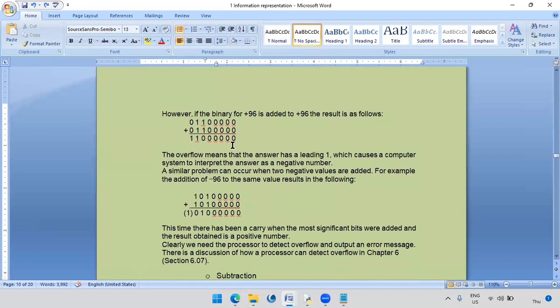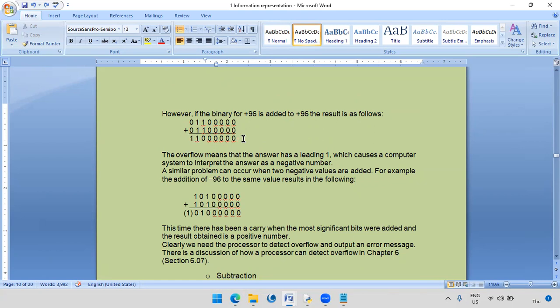However, if the binary for plus 96 is added to plus 96, the result is as follows. So then 63 and 63, there was no problem. But this one, what happens? Is this 96? 1, 2, 4, 8, 16, 32, 64. 64 plus 32 is 96. So when you add up all zeros, and here 1 plus 1 is 0, 1 carried, 1 plus 1 is 1 carried. That will come here.